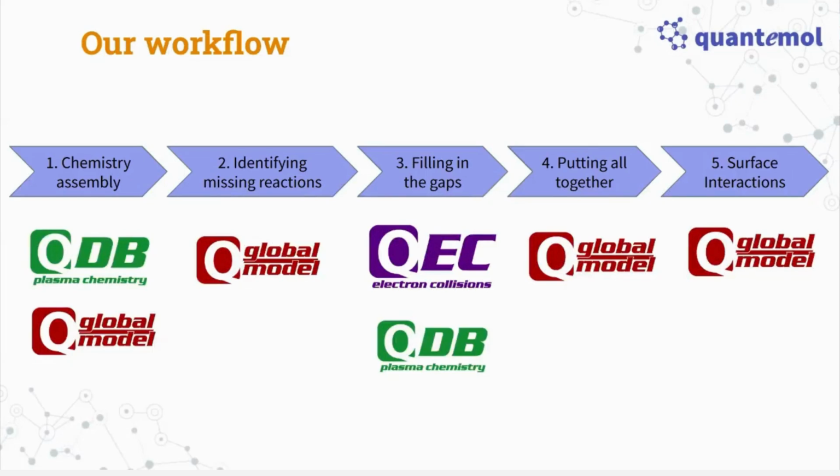So what do we do? Quantemol's workflow consists of 5 steps. First of all, of course, it's chemistry assembly, see what's out there. Then we identify missing reactions and missing data. The third step will be filling in the gaps where we can and how we can. The fourth step will be putting it all together, ensuring the chemistry is self-consistent. And the fifth step will be addressing the surface chemistry interactions. So let me walk you through these steps.